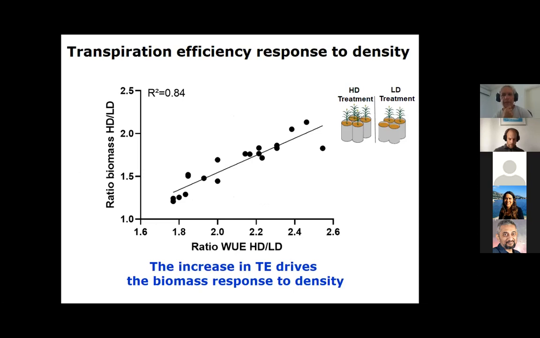What is very important, and very exciting, is that I told you before that we had a positive response to density, a positive response that was not the same in all genotypes. But what is very exciting is that this increase in response to density is driven by water use efficiency differences. What I've plotted in that graph is a ratio of the water use efficiency under high density. And so the more the water use efficiency increases under high density, the more the biomass under high density increases. So this is basically what drives the positive response to density.